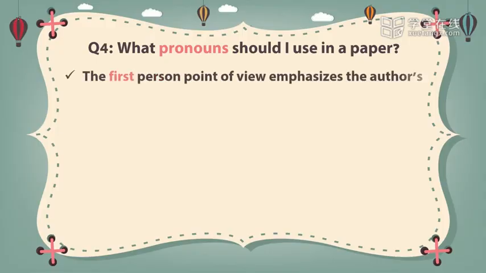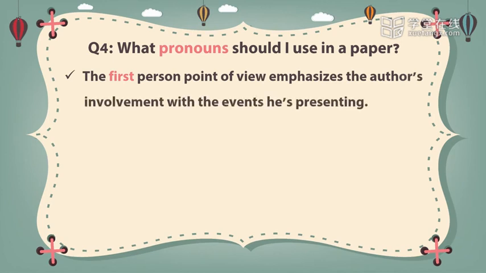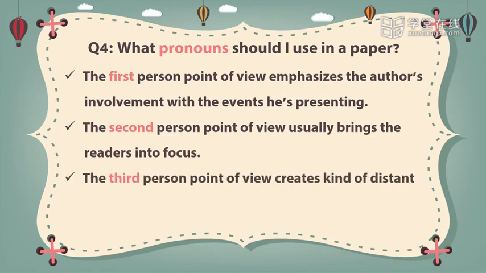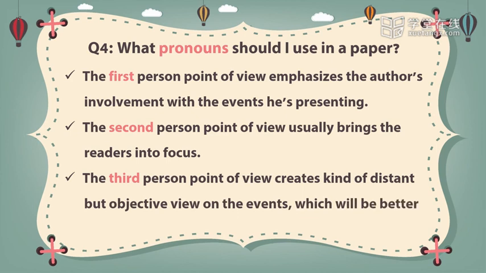So I think maybe the first person point of view emphasizes the author's involvement with the events he's presenting, and the second person point of view usually brings the readers into focus. Yes. And the third person point of view creates a kind of distant but objective view on the events, which will be better in academic writing. Yes, perfectly.